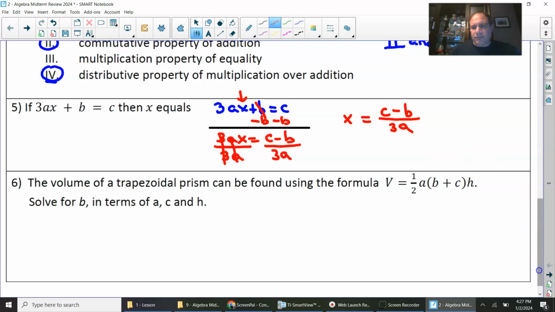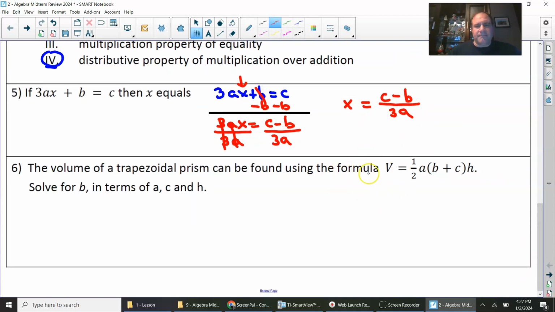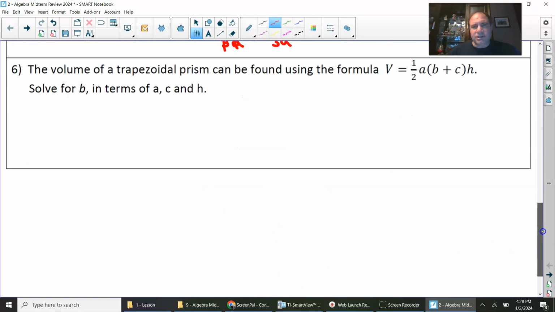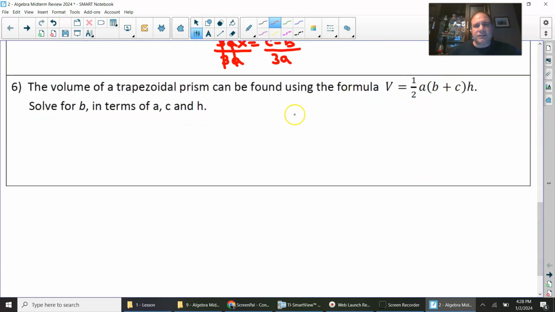The more difficult of the literal equations is this one. So I'm just going to kind of extend the page here and rewrite this whole equation right down here. This is v equals 1/2 a times b plus c times h.